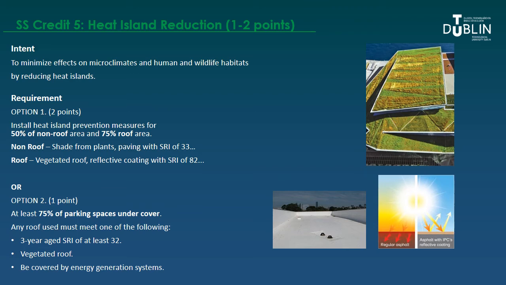You could have a vegetated roof, or you could have an energy generation system, and obviously that's, I suppose, the less good option, which is the theme of all of these credits, so it gets fewer points.